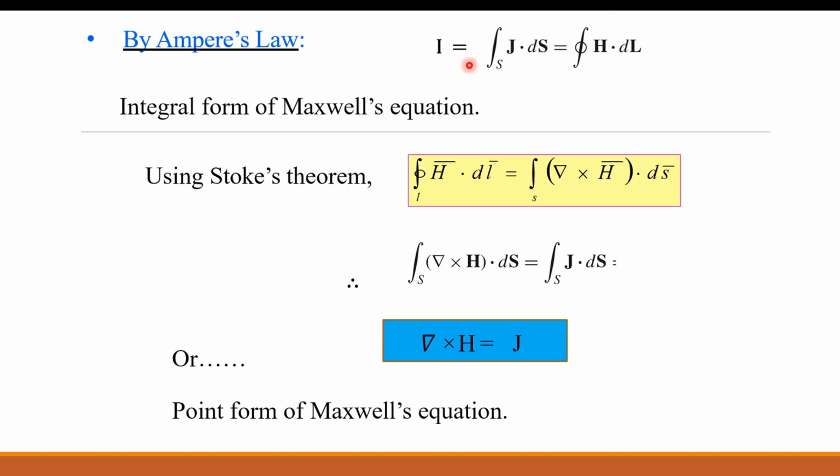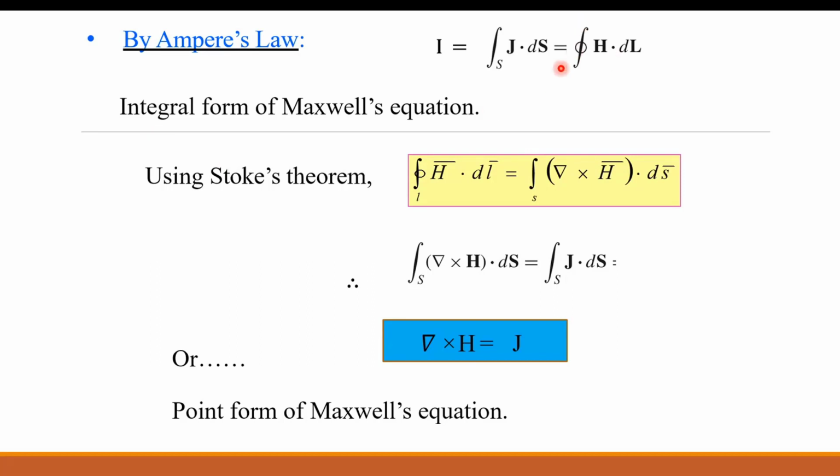I is equal to closed line integration of H bar dot dl bar is Maxwell's second equation derived from Ampere's law. Now what is next? We have to reduce it to the point form, right? So we again apply the Stokes theorem.